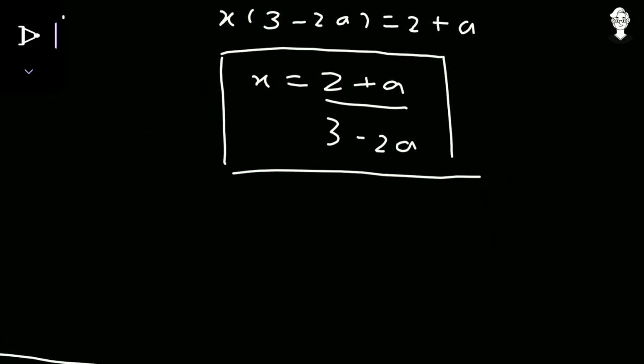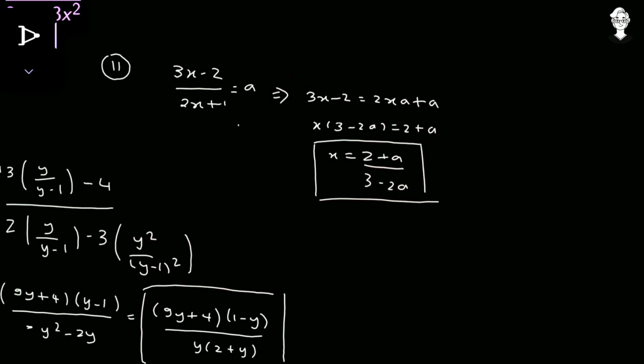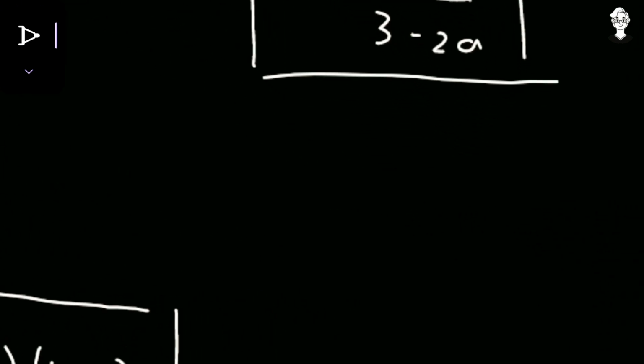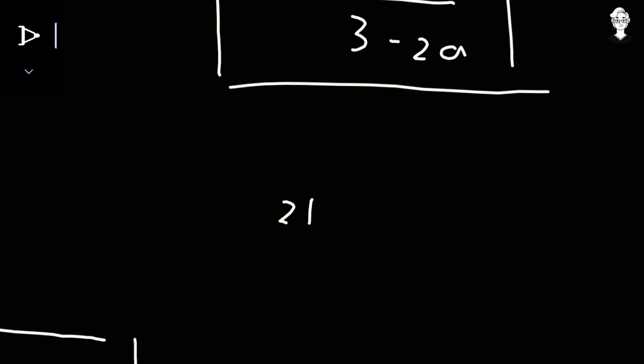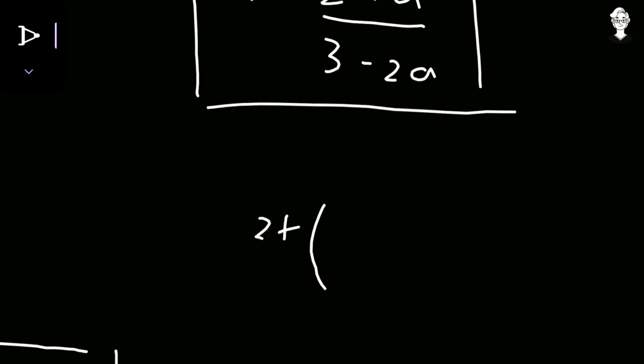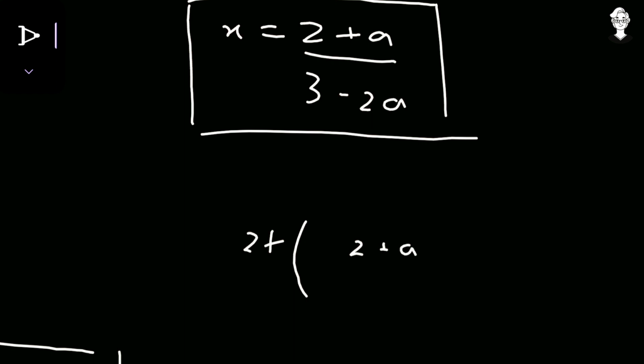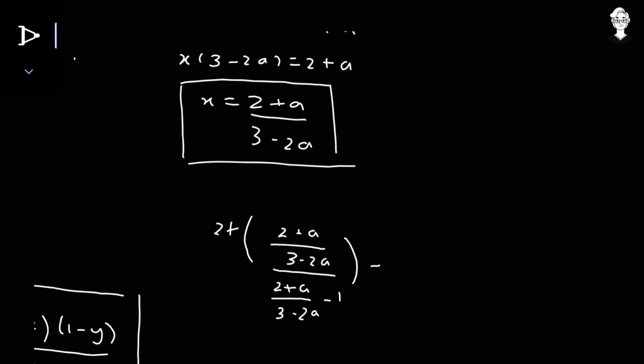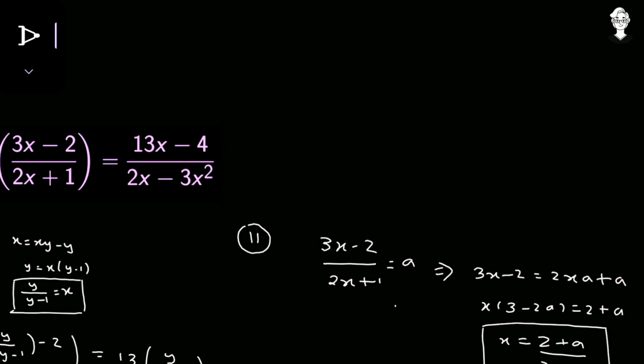So now applying these changes to the original equation. In the original equation, all the value of x will be replaced with this particular value. So 2 times f of x upon x minus 1 is there, so it will turn out to be 2 times f of, instead of x, this particular value, that is (2 plus a) upon (3 minus 2 times a), and in the denominator x minus 1 is there, so (2 plus a) upon (3 minus 2 times a) minus 1. Now here we can see that the second thing is containing f of (3 times x minus 2) upon (2 times x plus 1), and that thing is completely considered as a.